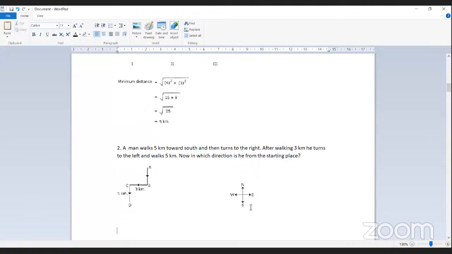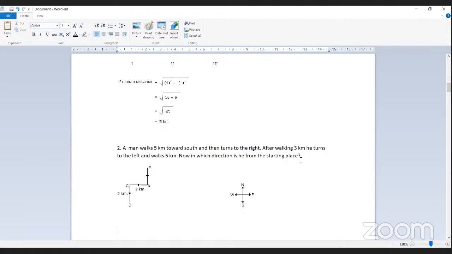Okay, this northwest diagram is a basic diagram. Draw it here in the middle. Now he is facing south when starting. With reference to this point, where is he now? At D. This is south. This is west. Southwest.